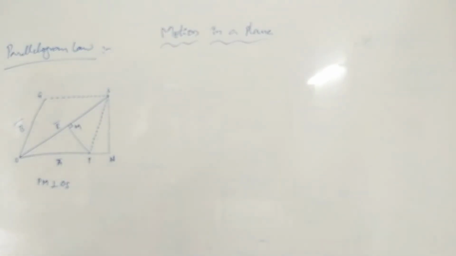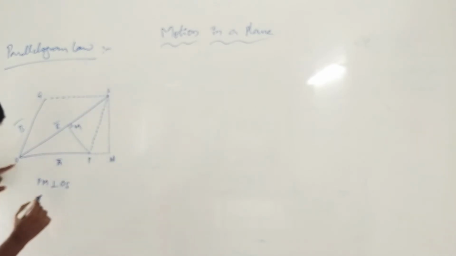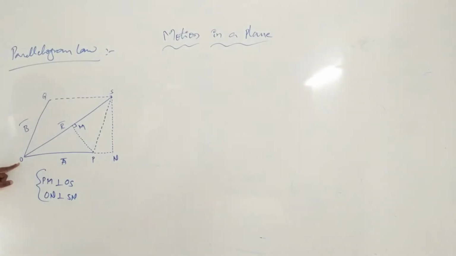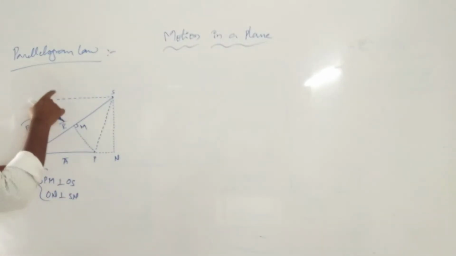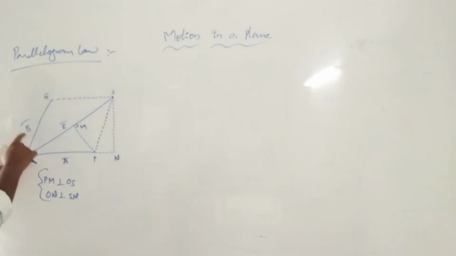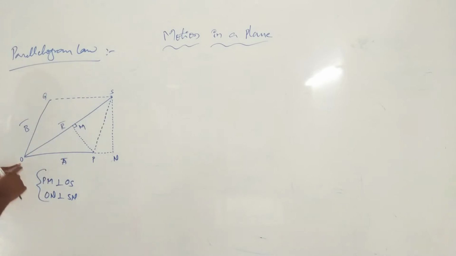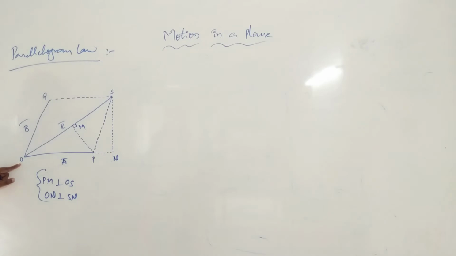This is the first one. Again we use ON, which is perpendicular to SN. Now ON is perpendicular to the SN axis. These two axes are very important. O to Q we take as B bar. PM is always perpendicular to the OS axis, and ON is always perpendicular to the SN axis. Very important.